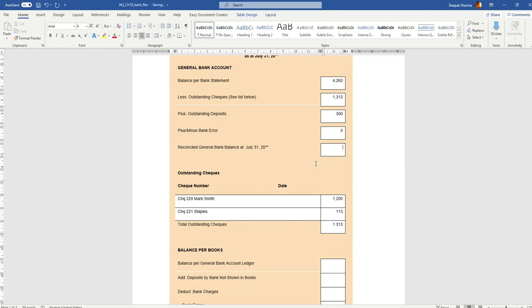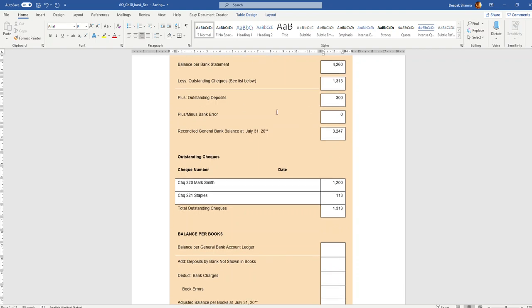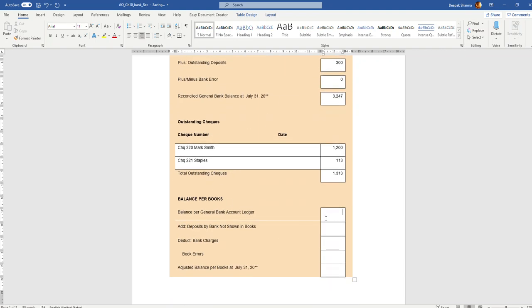Now we're going to calculate the reconciliation tab, so I'm going to use my calculator. I'm going to say 4260 minus 1313 plus 300, that equals 3247. Okay, so I'm done with the first part, and I'm going to start with the second part.